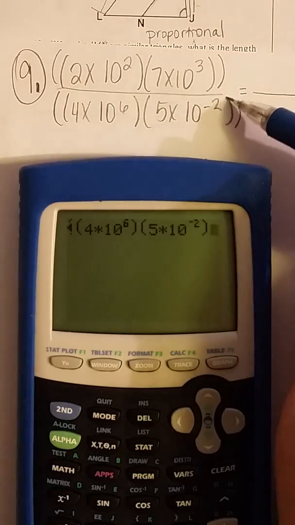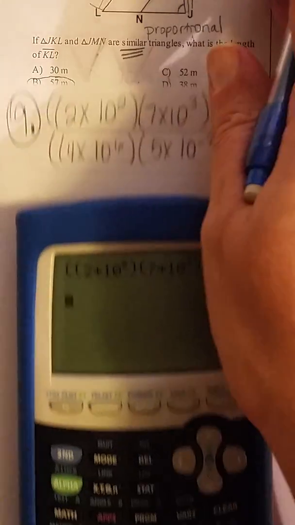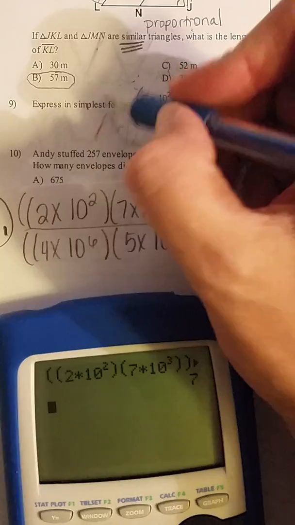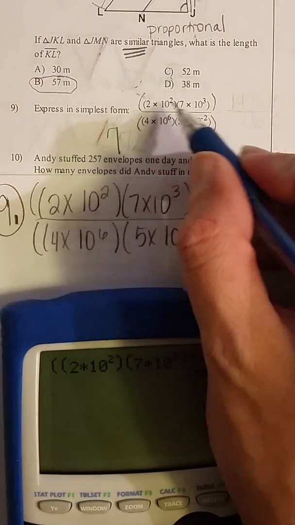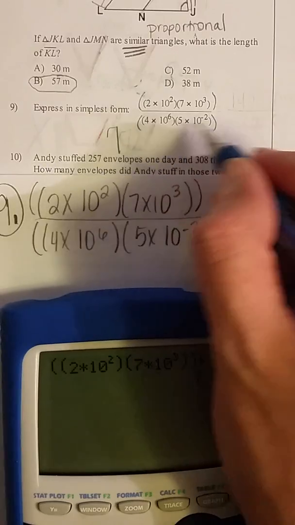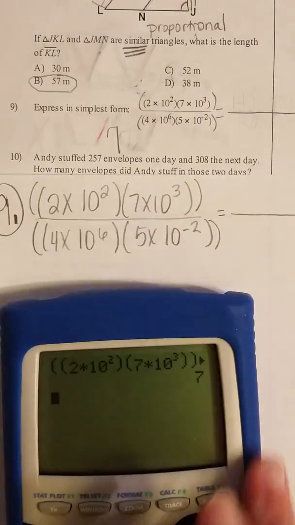And don't forget we have that second set at the end because we have everything on bottom in parentheses. So now I hit my enter button and it gives me an answer of 7. So if I've simplified problem number 9, it's 7. Another way that I could do that is just to simplify the top and write it out, simplify the bottom and write it out. So over here, I'll go ahead and do that real quick.